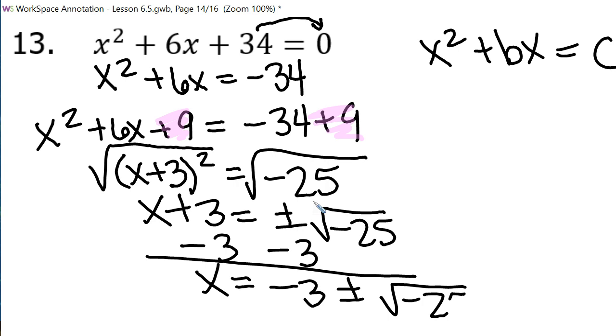Is that radical in simplest form? No. If it's negative, what should be the first factor? -1 times 25. Mark out the -1. What's the square root of -1? I. Mark out the 5. Mark out the 25. The square root of 25 is 5. So x equals -3 plus or minus 5i.